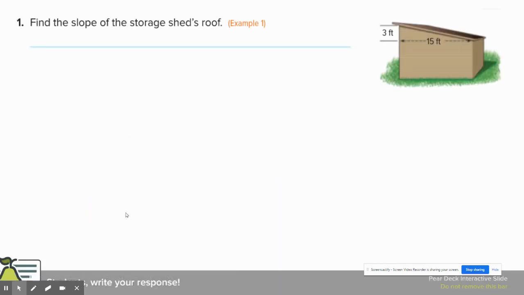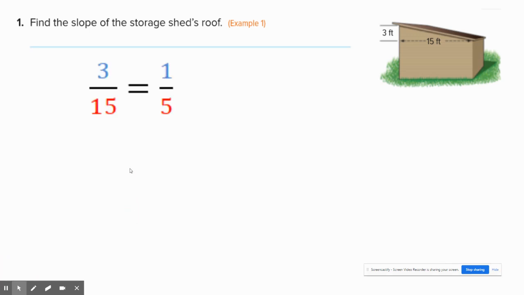So we're going to practice now. We've done a picture. Let's practice a picture. You find the slope. Pause it. Okay, the slope is rise 3 over run 15, which simplifies to 1/5. That's it. The slope of that line, the slope of this roof right here, is 1/5. That's all that means.